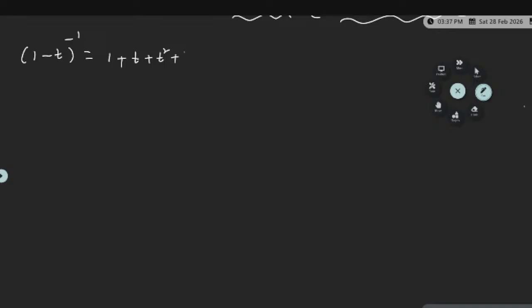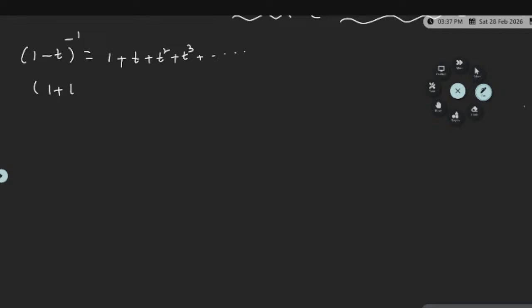Next heading, binomial expansions. Yourself, concentrate. May I know what is the expansion of this term? 1 minus t whole power minus 1. Tell me. 1 minus t whole power minus 1. 1 plus t square plus t cube, and so on.